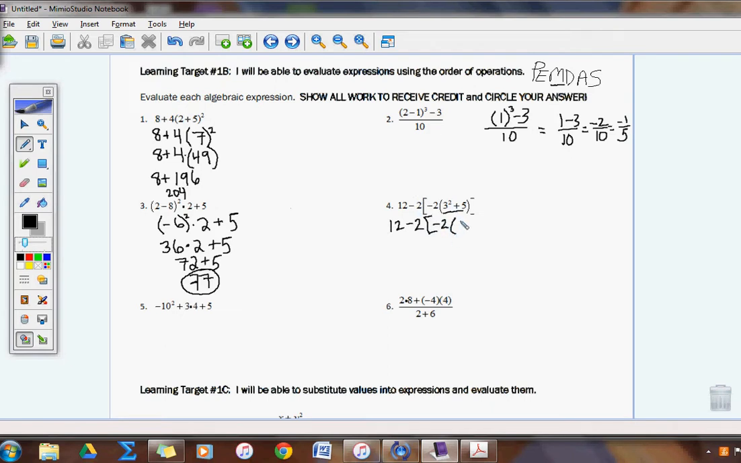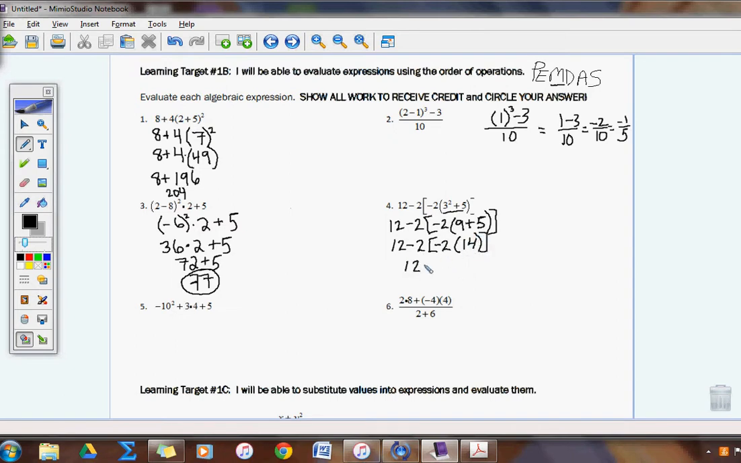And on the inside, I'm literally just going to do 9 plus 5 in the parentheses and brackets. That 3 squared is all I did. I made it a 9. Now technically you could distribute the negative 2 through here. That would be fine. But I don't want to do that because I can actually do this computation in the parentheses. So I have negative 2 times 9 plus 5, which is 14. And I'm still working on the inside.